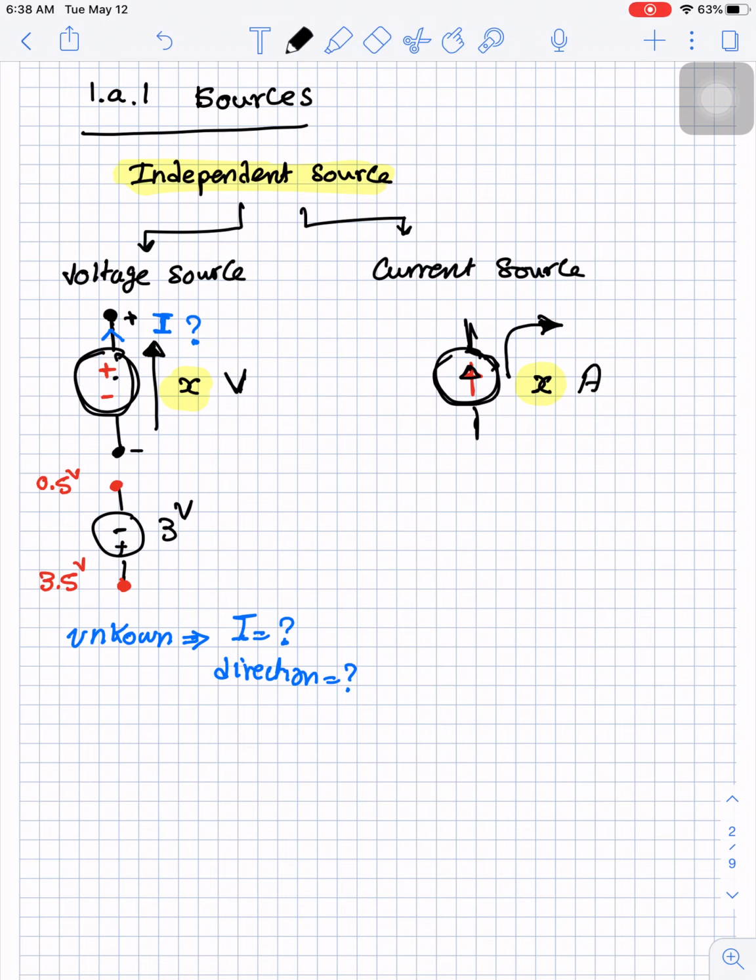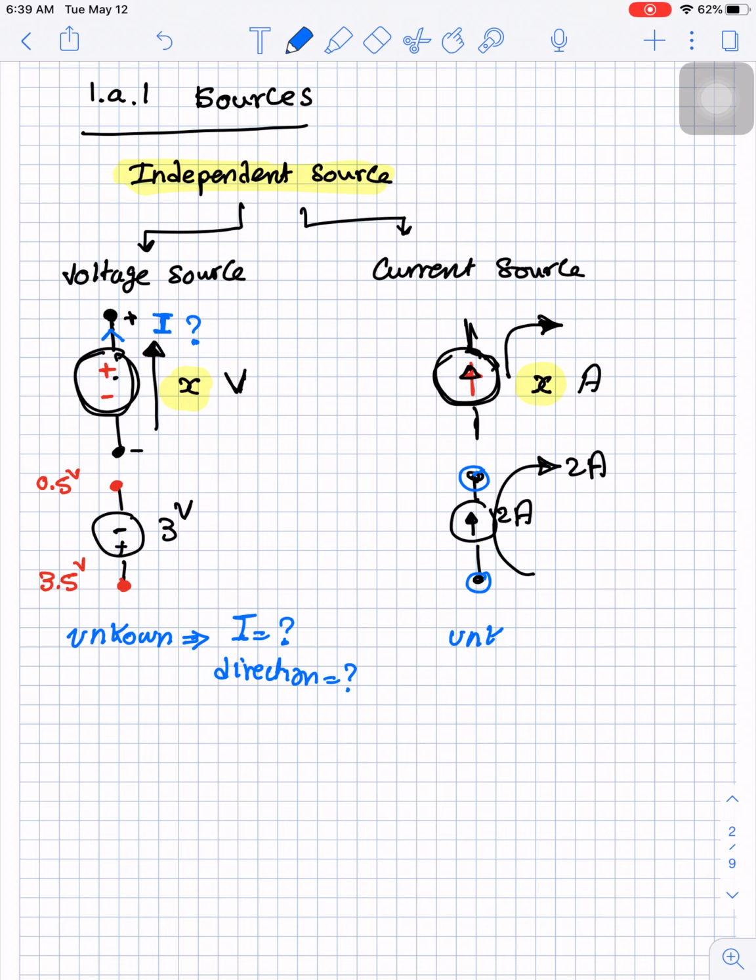For example, if we have a current source, and this current source is 2 ampere, this means this source is injecting 2 amperes in this direction. So it doesn't matter what circuit you are connecting this source to, this source is injecting 2 amperes, regardless of what you are connecting between these 2 points. Now, what will be the unknown in this situation? The unknown will be the voltage between these 2 points. What is the voltage difference between these 2 points?